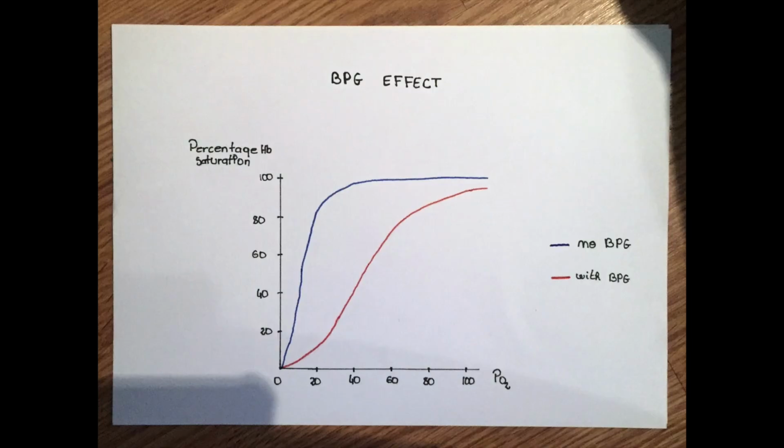Let's take now a look at the following graph. The y-axis represents the saturation of hemoglobin in percentage, and the x-axis is the partial pressure of oxygen in millimeters of mercury in our tissues. By looking at the 2 curves, we can see that the binding of BPG to the molecule reduces its affinity for oxygen.